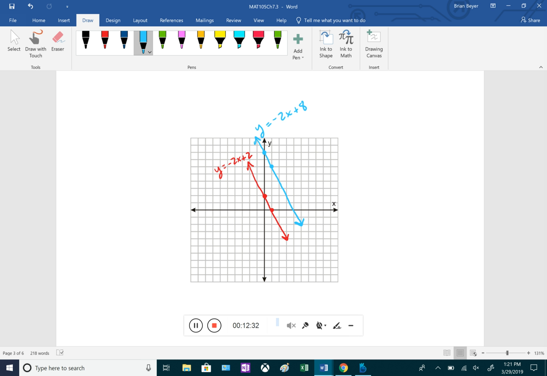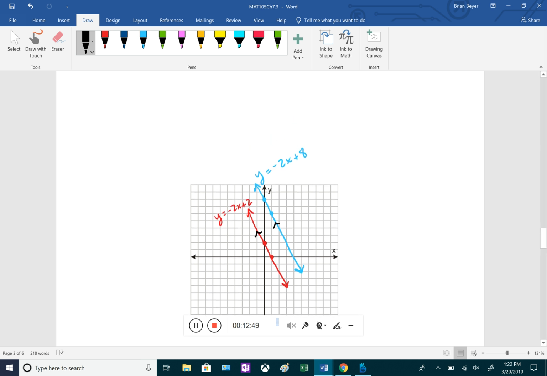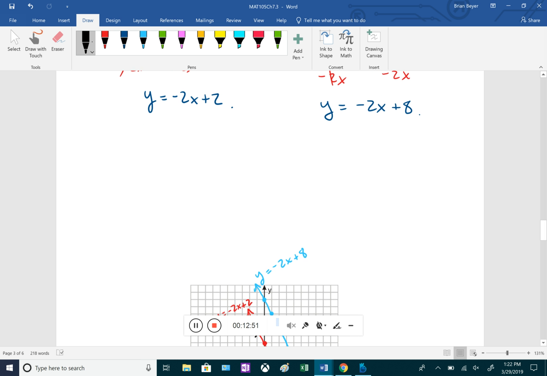So these lines clearly don't intersect on this graph, and we know they don't intersect at all because they're actually parallel. So that means parallel when you put two arrows on a line like that. They have the same slope and a different y-intercept, so they're parallel, so that means there are no solutions. They never intersect.